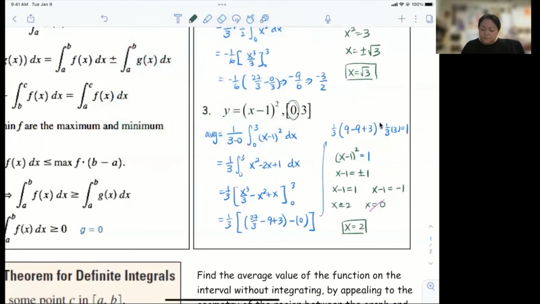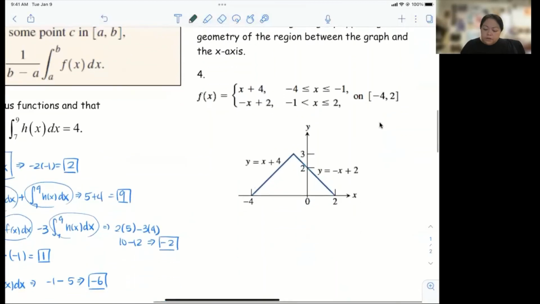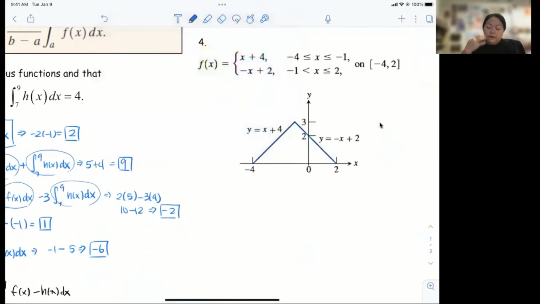Okay, last problem here says find the average value of the function on the interval without integrating, by appealing to the geometry of the region between the graph and the x-axis. So it's asking you to use geometry, right? So the average value, let's set up our formula. The average value is equal to 1 over b minus a, so 2 minus negative 4, the integral from negative 4 to 2 of f of x dx. So this is 1 over 6.